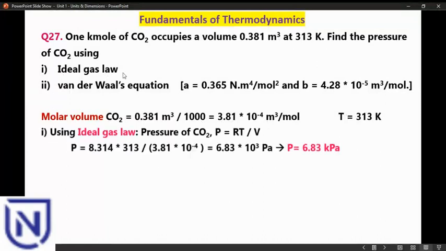Let us go for the first solution, the ideal gas law. PV is equal to RT is the equation. The pressure of CO2 I do not know, so I'll retain P on one side and take V to the other side. So it becomes RT by V. I know the value of R, 8.314, temperature is 313 Kelvin, and volume is the molar volume. Now this is the point we need to be careful about. It is the molar volume that I have to take. Whatever may be the value given to you in the numerical, you have to convert it first to meter cube per mole. Now calculate it and the value is 6.83 kilopascal. It's actually 6830 pascal. It's not mentioned in the numerical, but I have put it in kilopascal.